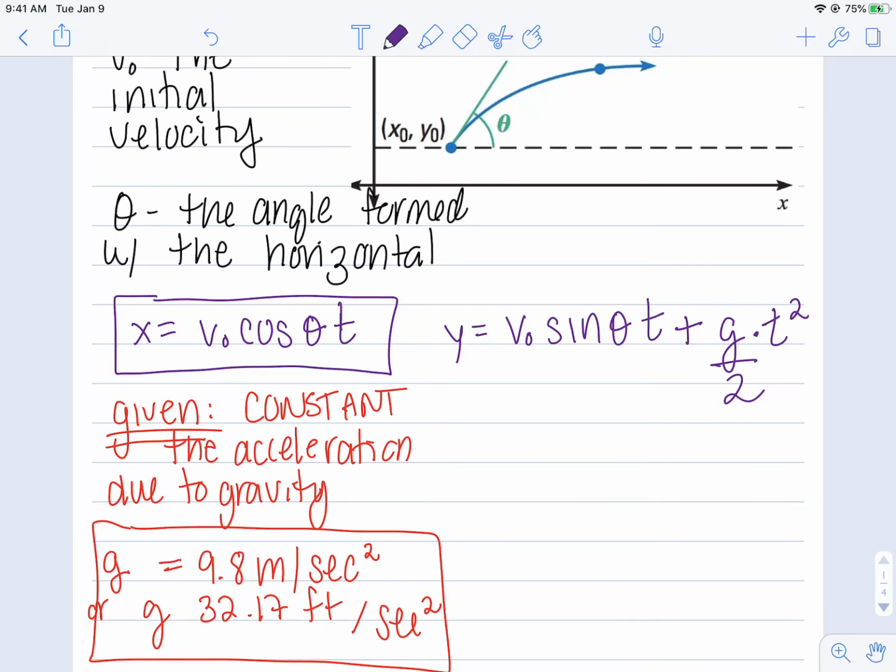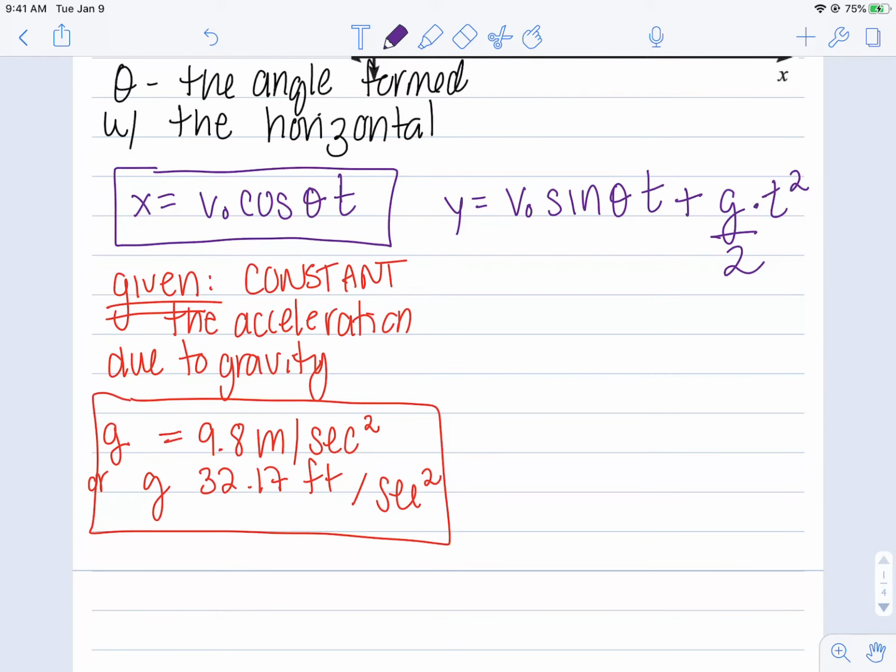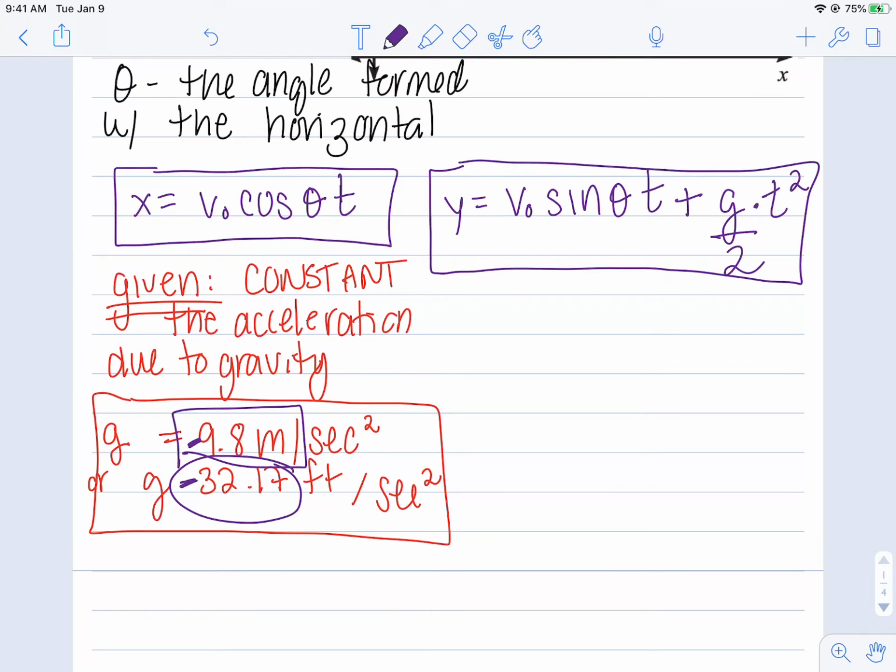So again, g is 9.8. You can make that a negative 9.8 and a negative 32.17. If the question you're given is in feet, then you're going to use negative 32.17. If it's in meters, you're going to use negative 9.8 for your constant. All right, so we're going to box that.